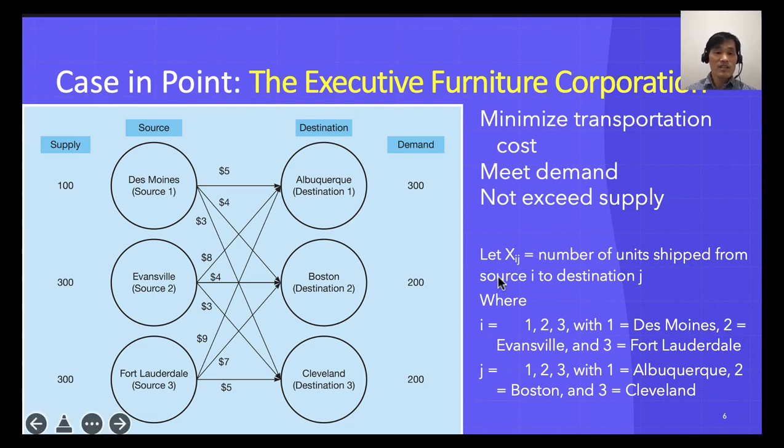So let's define Xij equals the number of units shipped from source i to destination j, where i equals 1 to 3: 1 is Des Moines, 2 is Evansville, and 3 is Fort Lauderdale. So these 1 to 3 are represented by i, the origin, and j is the destination. 1, 2, 3 means Albuquerque, Boston, and Cleveland. So these are three destinations, and it's identified by Xij. i is again the origin, j is the destination.